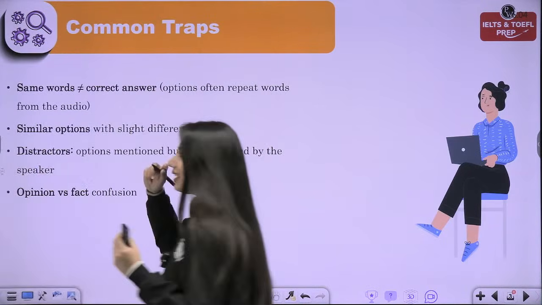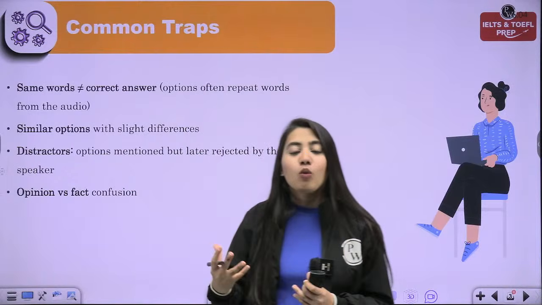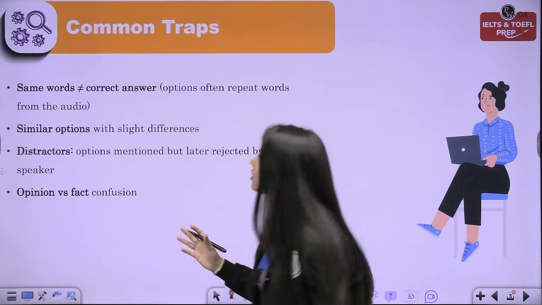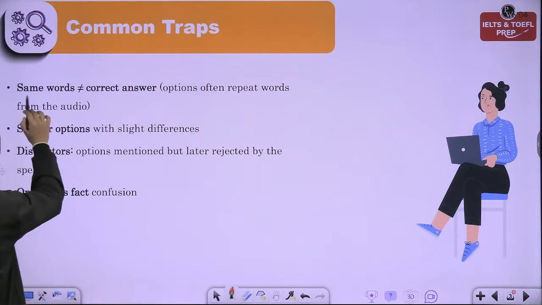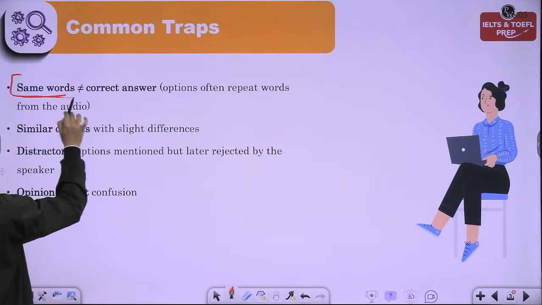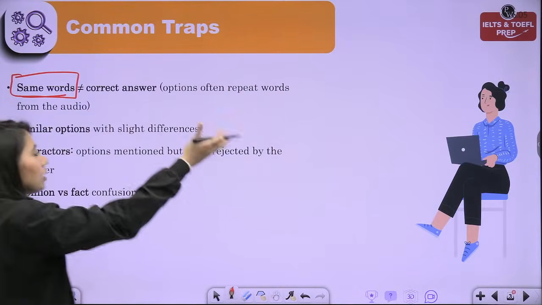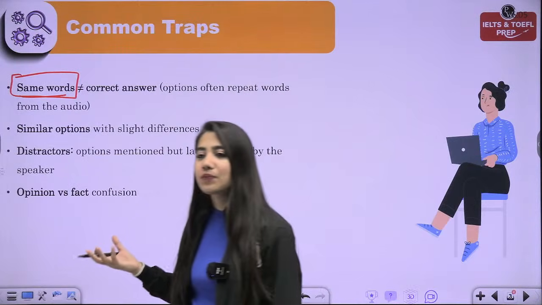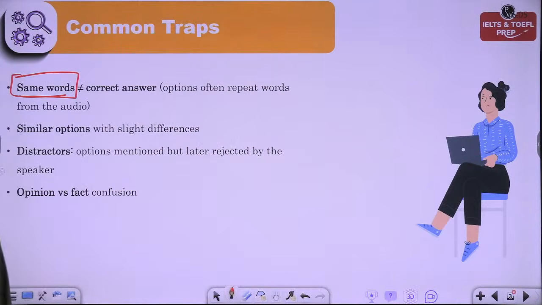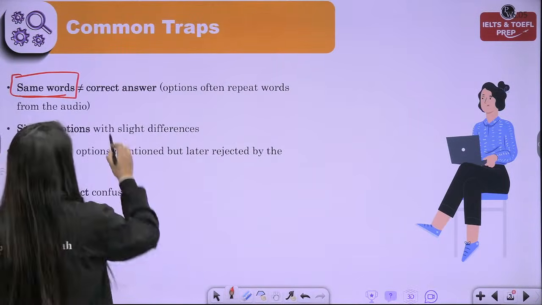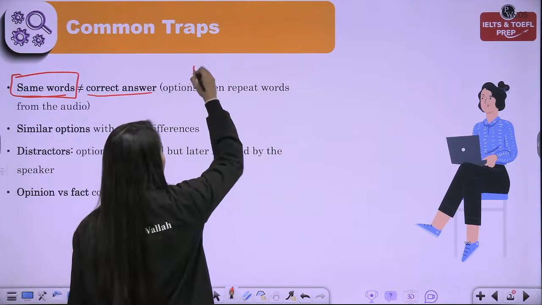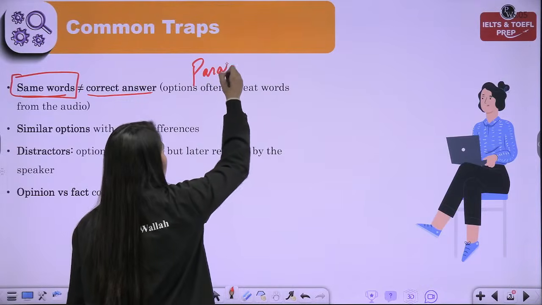So firstly, let's quickly understand what the common traps are that we need to be aware of. One common trap is same words. If you look for the same words in the question and in the audios, you might fall into this trap, because you cannot always get the exact words. Instead, we need to always look for paraphrased language.